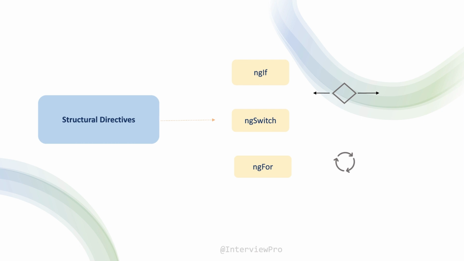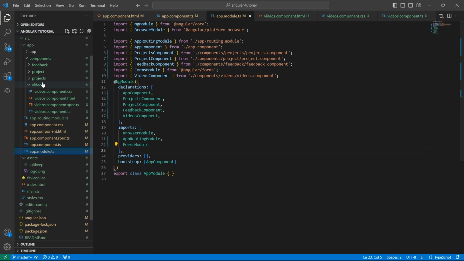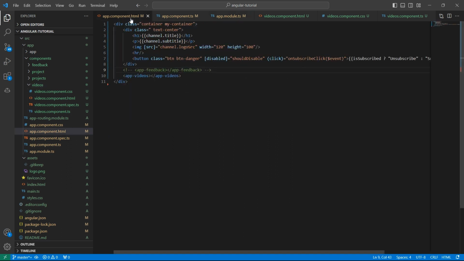To understand the structural directives, let's implement a screen that looks like this. I have already created the videos component using ng g c command. The CLI has automatically created the HTML, TypeScript, CSS, and the spec file. Also, this videos component is added to app module as well. I have imported this videos component in the app component and commented the feedback component.